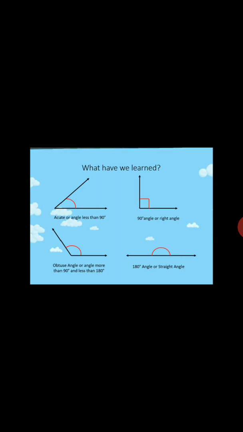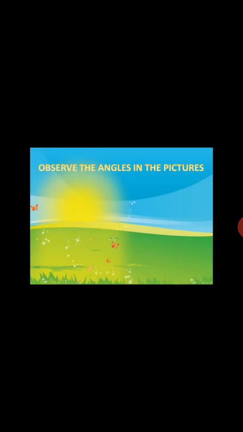So these are the 4 types of angle. Now we have some pictures here and you have to observe the angles in this picture. First you can see this is a scissor and its opening is less than 90 degree. It is forming an acute angle. Similarly, the mouth of alligator, you can see in this picture, this is also forming an acute angle.